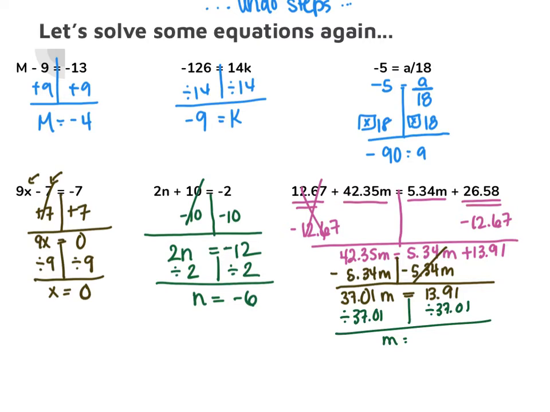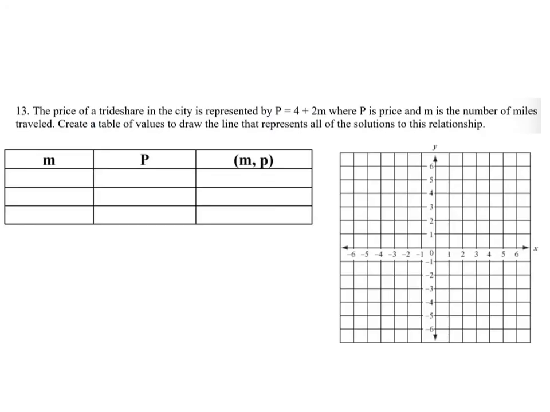And when I do that, I get 0.36 as I round it. So that's the idea that we are going to use when we are talking about graphing equations, because we're going to be given an equation and we have to solve this equation so that we can have points.